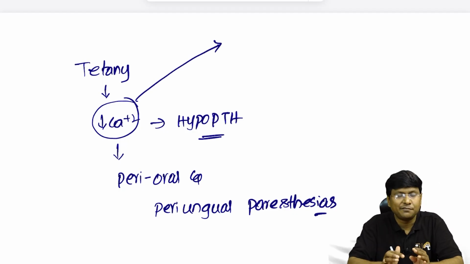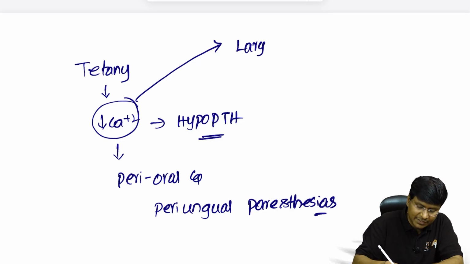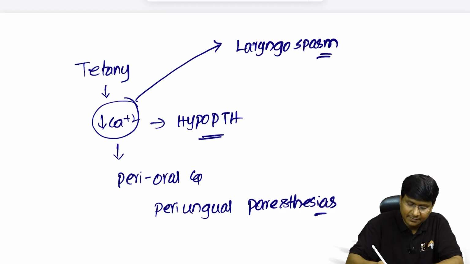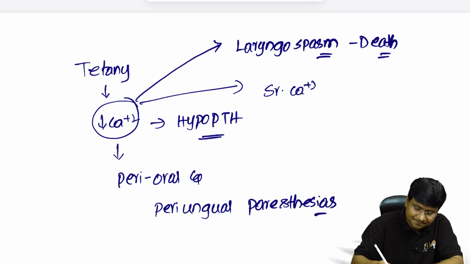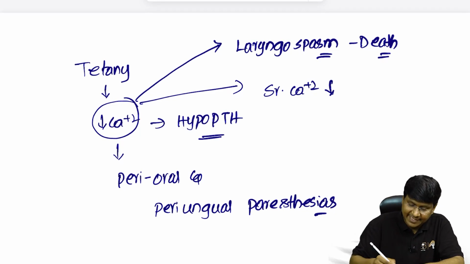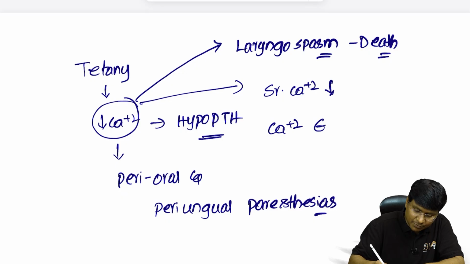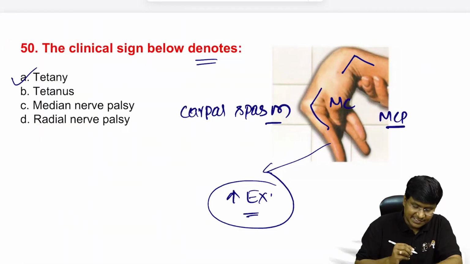And in case of hypocalcemia, what is the cause of death in these patients? That would be because of laryngospasm. And you need to demonstrate the serum calcium levels to tell that there is hypocalcemia. And next important is the treatment. The treatment that you should be giving in these patients is calcium gluconate. Okay, so the answer here is tetany.